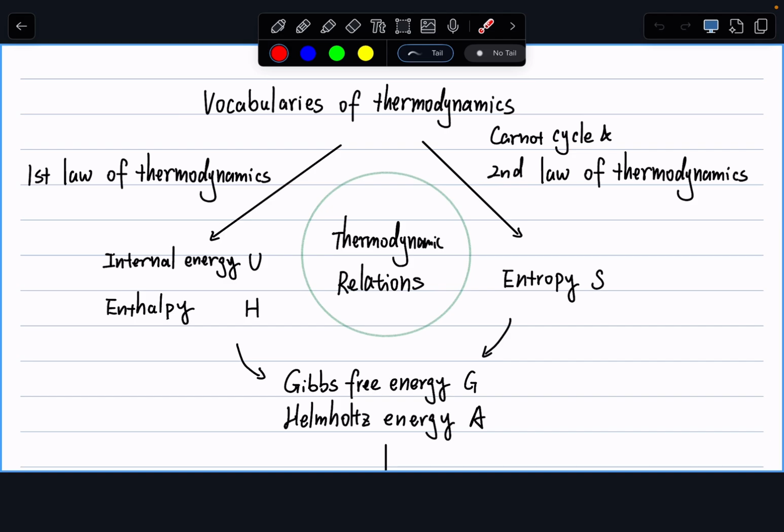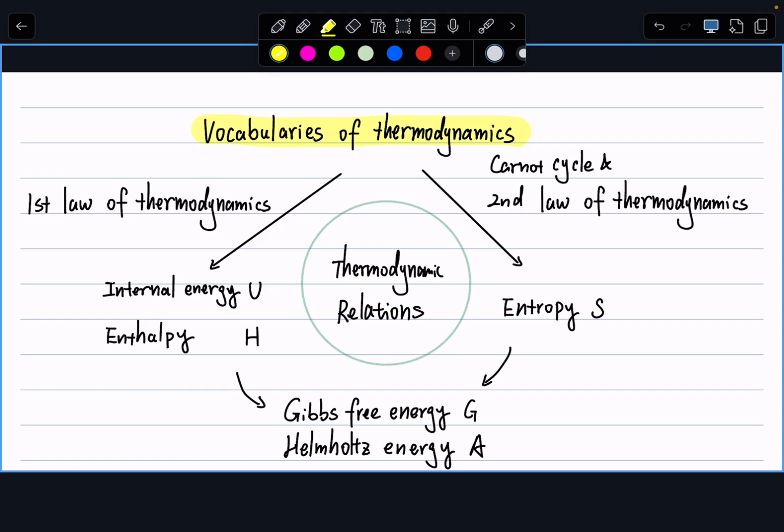At the very beginning of our entire quarter, we started by looking at the vocabularies of thermodynamics. Now these vocabularies should be pretty straightforward to you, like system versus surroundings. What does adiabatic mean?